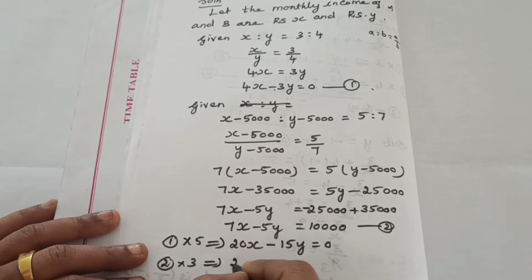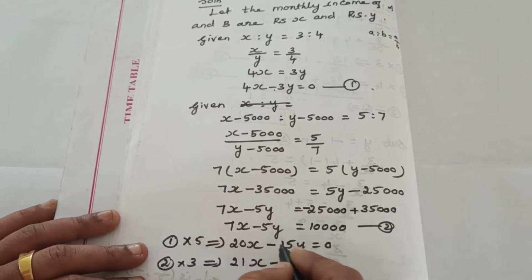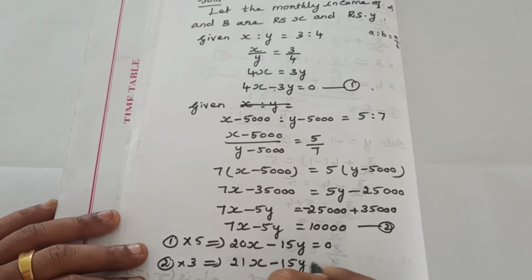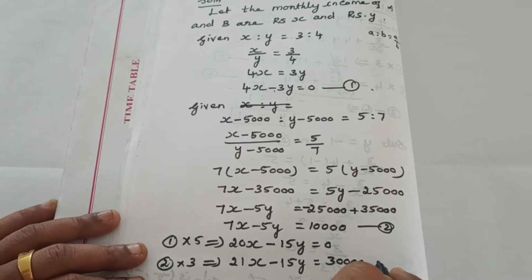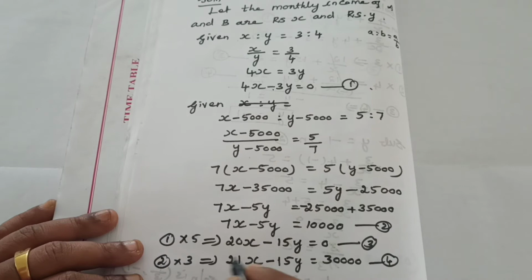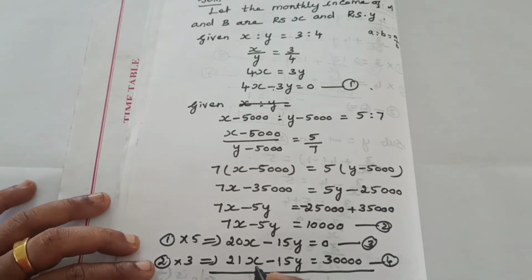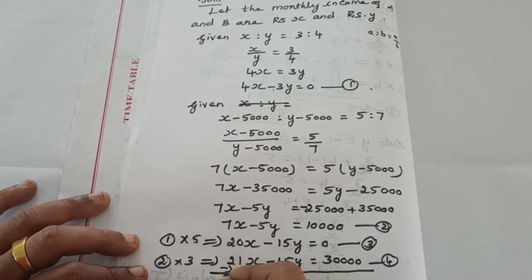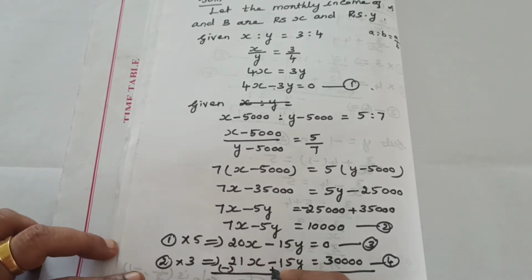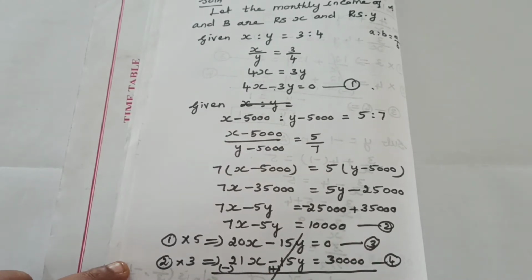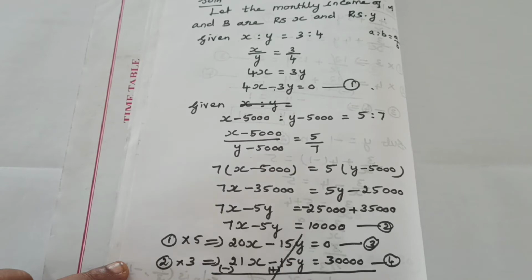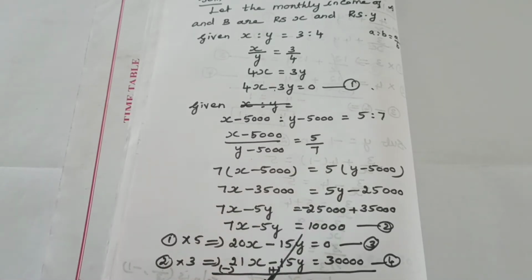Into 3 means 21x minus 15y is equal to 30,000. Okay, that is equation number 3. Equation number 4 we have to take. Okay, these two, shall we solve? These two we have to eliminate. That means subtract means the sign will change here, plus it will come. Okay, so we have to cancel this one. Then minus x, isn't it? Here minus x, and then minus we will get, isn't it?